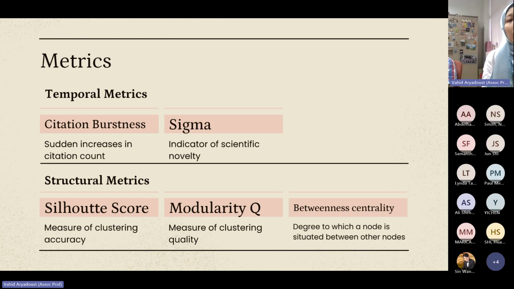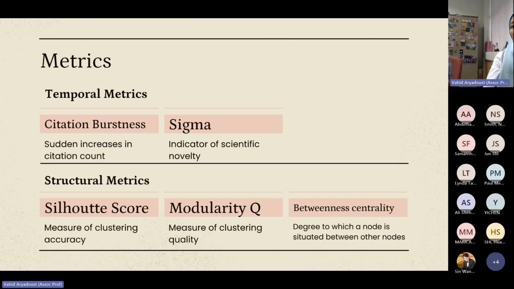Basically, the key metrics here are citation burstness, which shows sudden increases in citation count, and the sigma value, which indicates scientific novelty. The silhouette score, modularity Q and betweenness centrality show how well the network is formed. So each shows different things. Silhouette score is a measure of clustering accuracy. Modularity Q measures clustering quality, while betweenness centrality is the degree to which one node, a publication, is situated between all the other different publications.